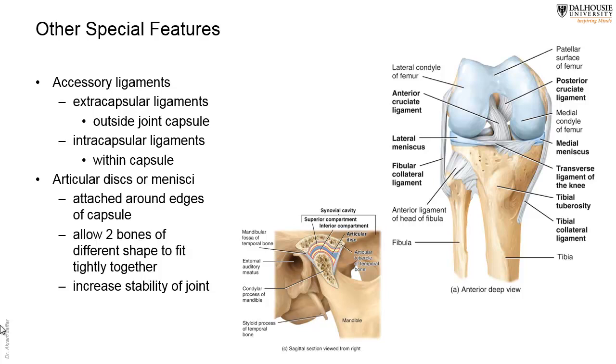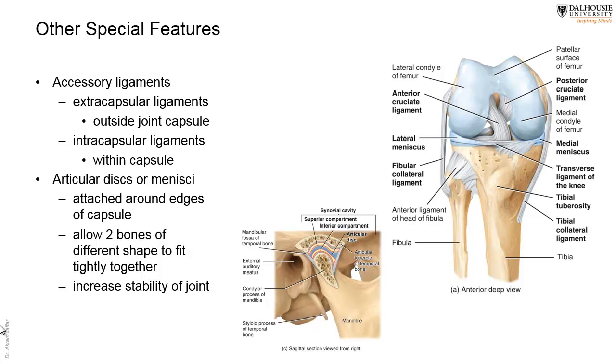Another feature of a synovial joint is the presence of an articular disc. For example, here, this joint is between the mandible and the mandibular fossa of the temporal bone. Remember the mandibular fossa of the skull? So the joint is called the temporomandibular joint. This joint is characterized by the presence of an intra-articular disc, which is made of fibrocartilage. Not all joints have intra-articular discs; an example is the temporomandibular joint.